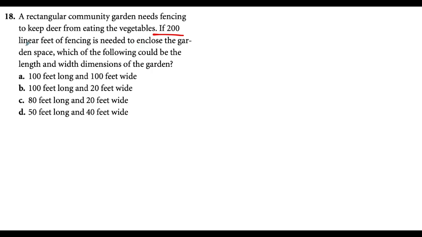So we have 200 linear feet of fencing needed to enclose the garden space. So that represents the perimeter. All of this is just shouting out perimeter. Linear means straight line, so we need 200 feet going in a line around to enclose this. Which of the following could be the length and width dimensions of the garden?